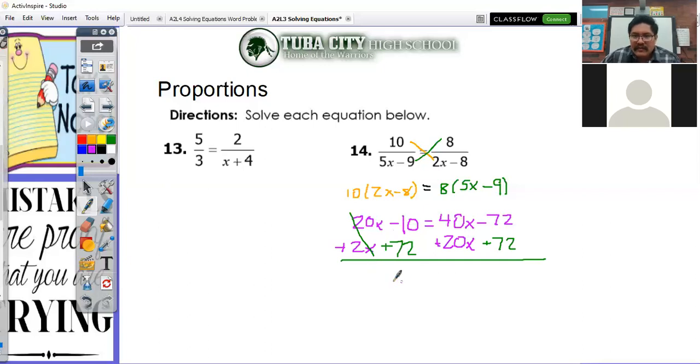So 72 minus 10 is 62. And this would be 60x. Now, am I doing this the right way? Somehow I feel like I made a mistake. 20x minus 8 and 40x minus 72. No, that's right.